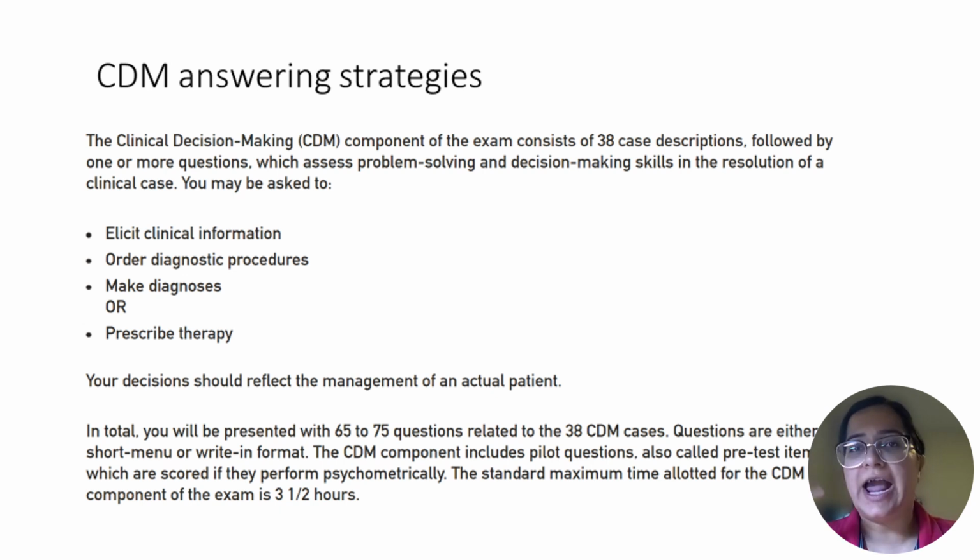Your decisions should actually reflect the management which you would do for an actual patient. So they want you to think like a general practitioner, and I genuinely feel the entire QE1 is based on that concept. In short, you are given 38 case descriptions, and each can have sub-questions. For example, they may ask you to diagnose a condition, that is one question. Then they may ask how you'll treat this condition, the second order question. And then the third can be what the side effects of that therapy are, or what you would avoid in that patient. That amounts to around 65 to 75 questions for those 38 CDM cases.